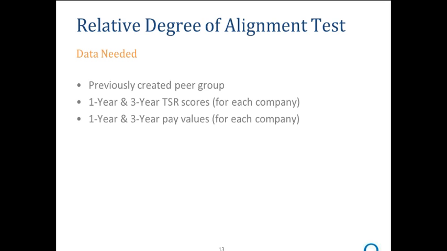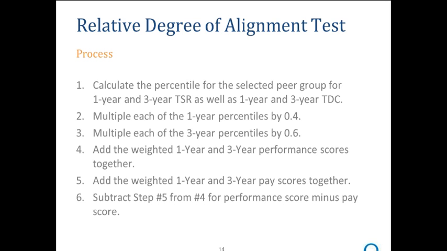So you sit down and you calculate the 1 year and 3 year TSRs for each company in your peer group, and the 1 year and 3 year pay values for each company in your peer group. You're basically going to take those and plug them into an equation. So you calculate the percentile for the selected peer group with 1 year and 3 year TSR, as well as 1 year and 3 year TBC. So you end up with 4 numbers at the end.